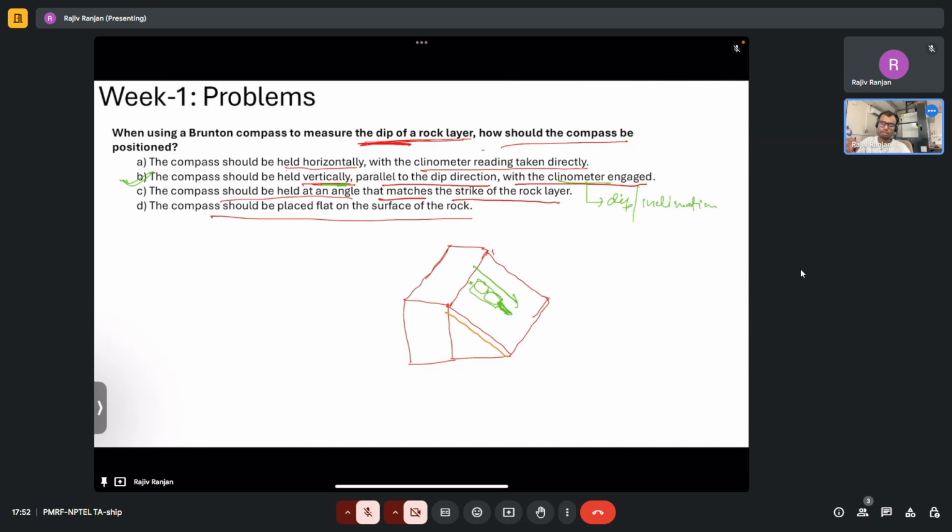It should be in the parallel direction. This is incorrect. We don't measure horizontally. Horizontally, we measure the azimuth, right? We studied that. Inclination is measured vertically.